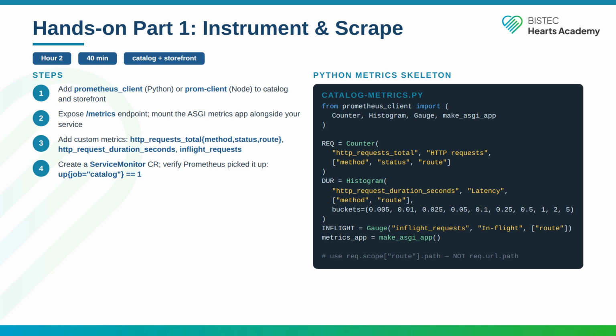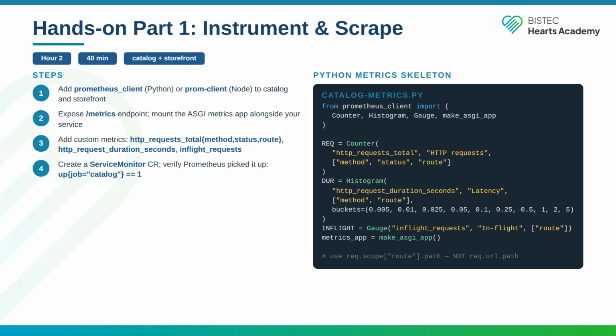The most important detail in step 2 is the route label. The label value must be a route template like /catalog/{id}, not the raw URL /catalog/12345. Template routes have bounded cardinality. A typical service has a handful of routes. Raw URLs have 1 entry per unique URL ever requested, which grows without bound.